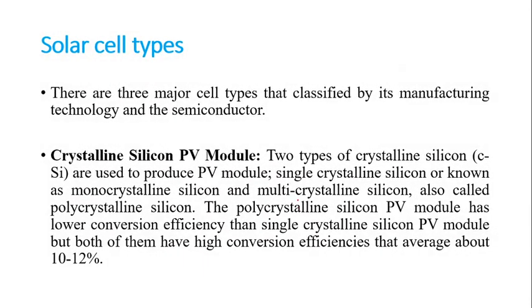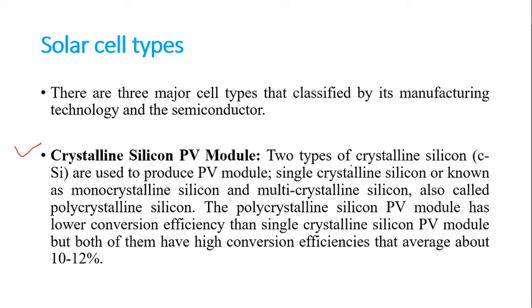Now we have different types of solar cells. So we are going to see the solar cell types. There are three major cell types classified by the manufacturing technology and the semiconductor. The first one is the crystalline silicon PV module.